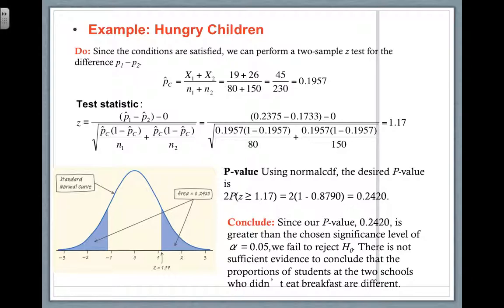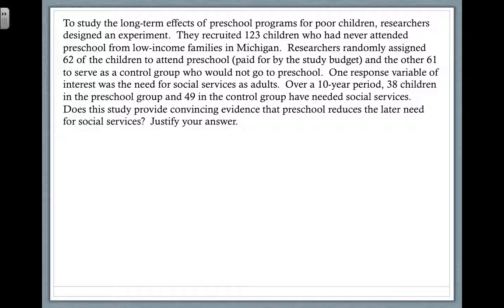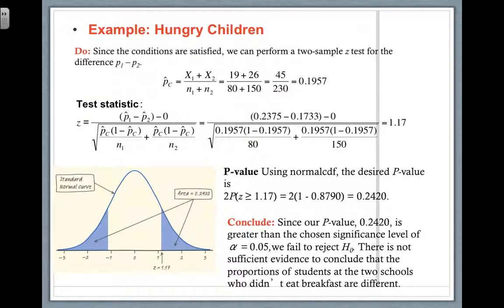In conclusion, our p-value is greater than our significance level of 0.05. This tells us that it's not statistically significant, so we'll fail to reject our null hypothesis. There is not sufficient evidence to conclude that the proportions of students at the two schools who didn't eat breakfast are different. And that's it for video 3.